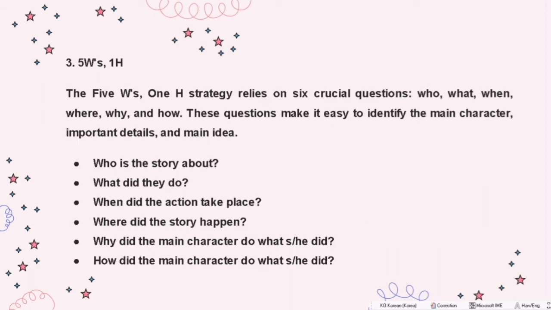And then number 3, we have 5 W's and 1 H. The 5 W's and 1 H strategy relies on 6 crucial questions: who, what, when, where, why, and how. These questions make it easy to identify the main character, important details, and main idea. Who is the story about? What did they do? When did the action take place? Where did the story happen? Why did the main character do what she or he did? How did the main character do what she or he did?